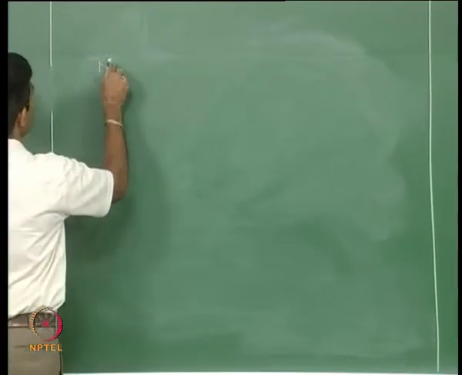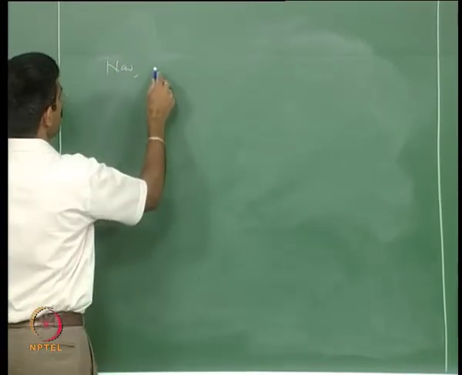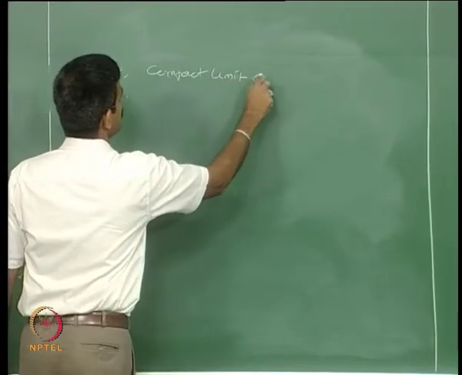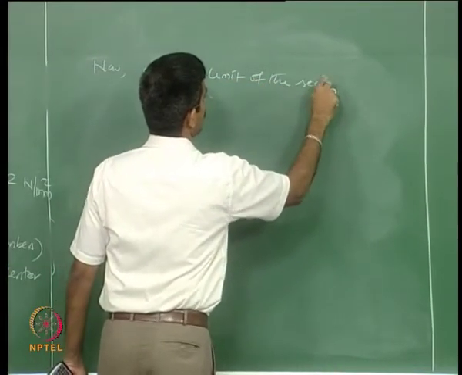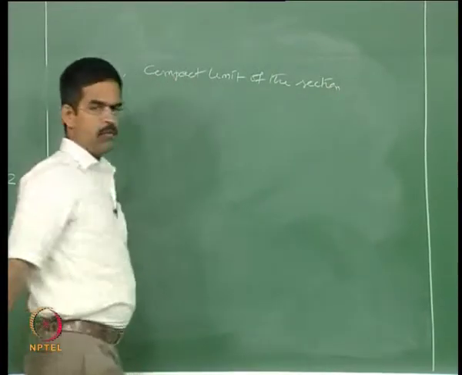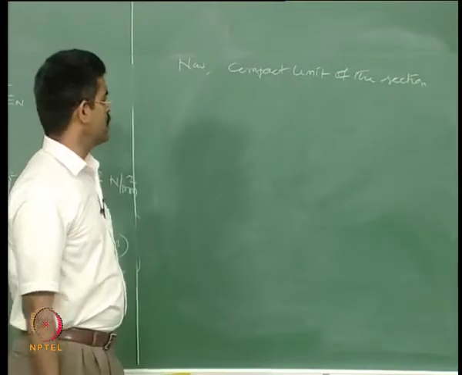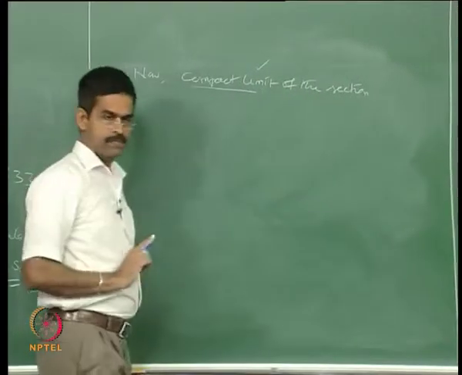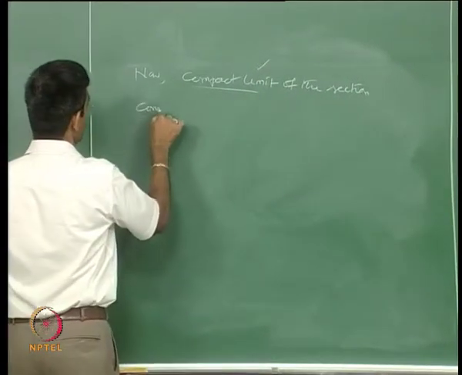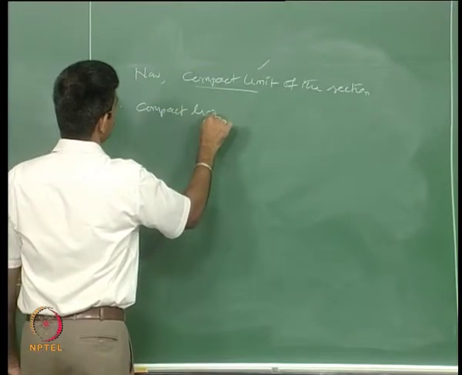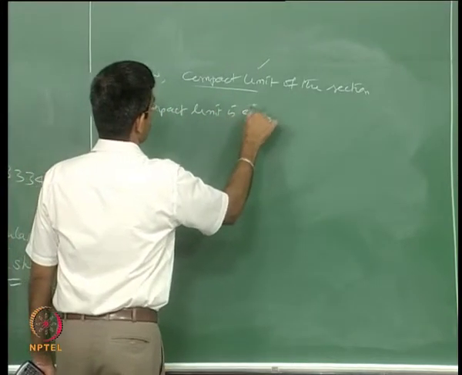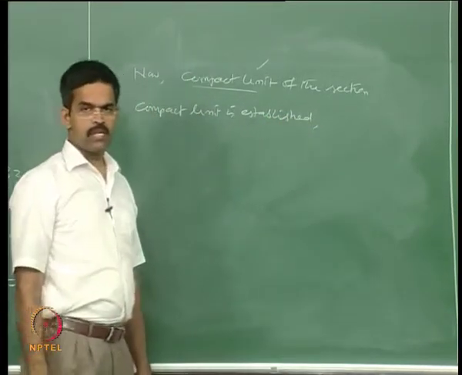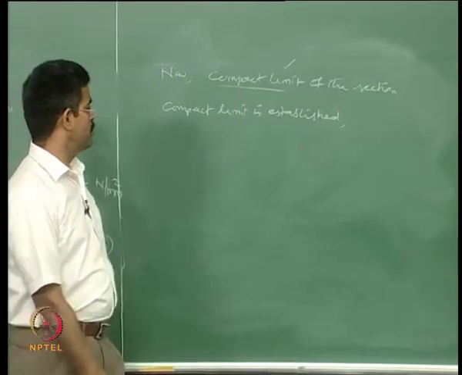Now we shall establish what we call the compact limit of the given member or the section. Now you may wonder why one is interested in estimating the compact limit of the section. Suppose the compact limit is established, then the section will not undergo buckling.